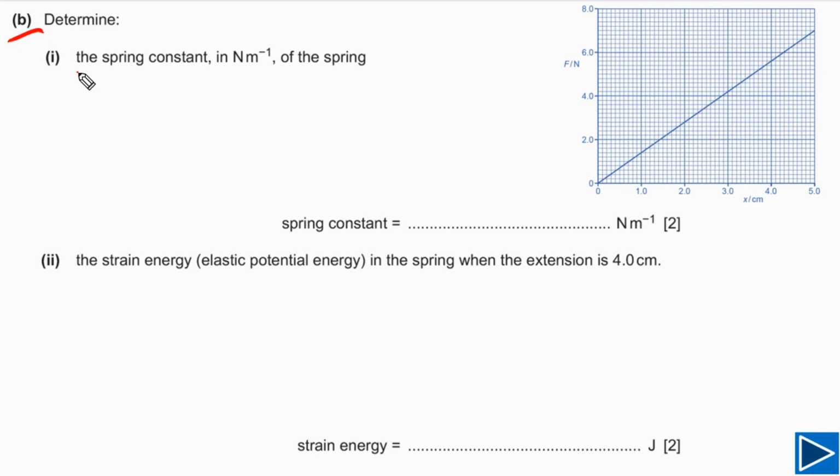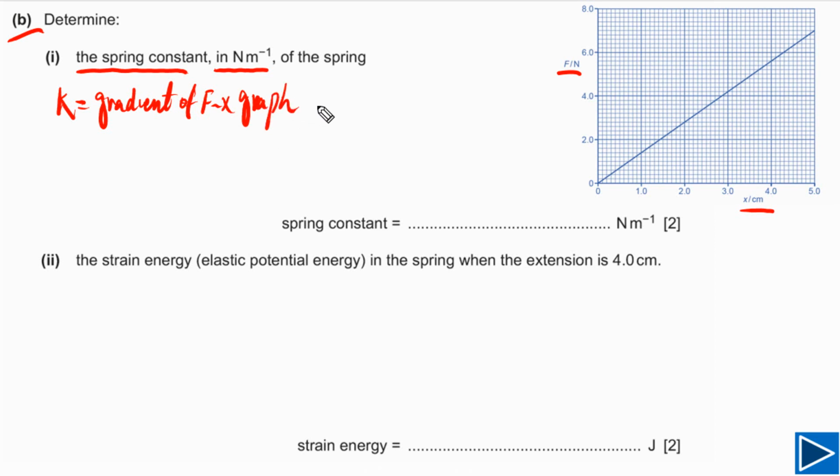For part B1, the question is asking us to calculate the spring constant, and our answer has to be in newtons per meter, and a force against extension graph is given to us. It simply means that k in this case is equal to the gradient of the force versus extension graph. Simply we have to find the gradient. In order to find the gradient, we can take 2 points on this line. Let's say we take this point and we take another point here. This is our second point.